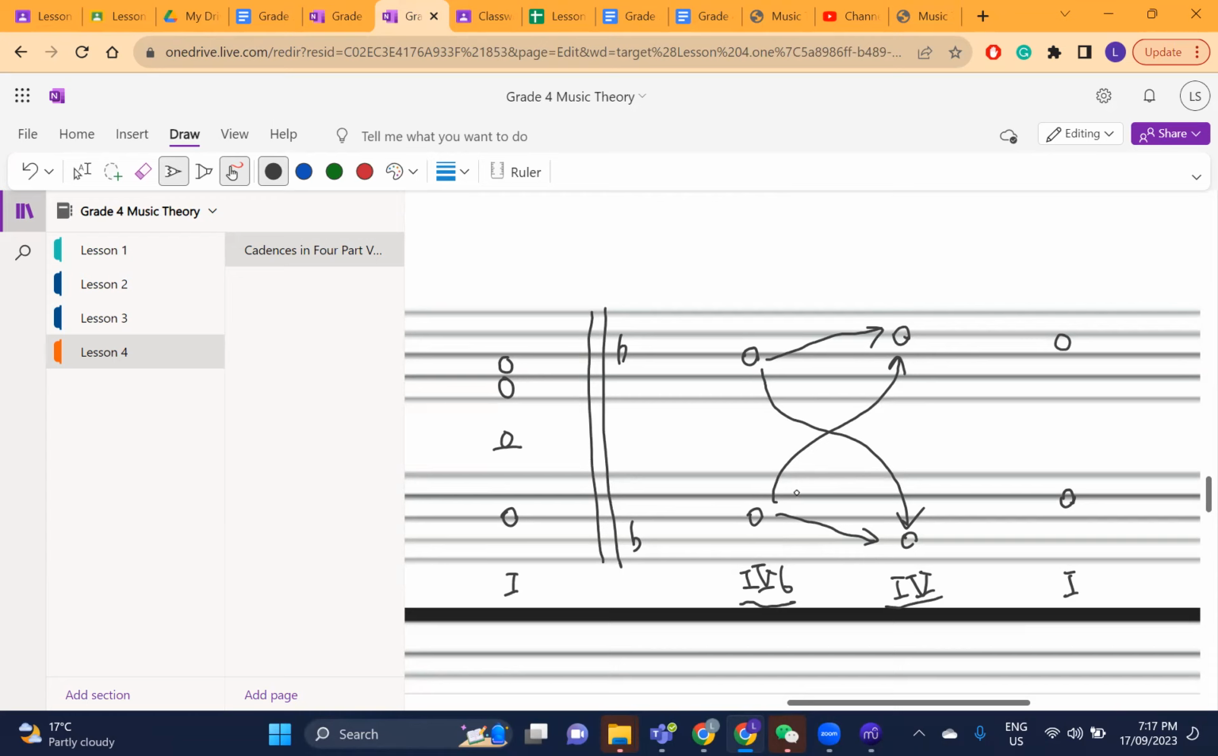The voice exchange is neat because it means that the top and bottom voices switch notes, and that makes for some very nice harmony, especially if the voices are moving in contrary motion or similar motion in thirds and sixths, but mostly in contrary motion.